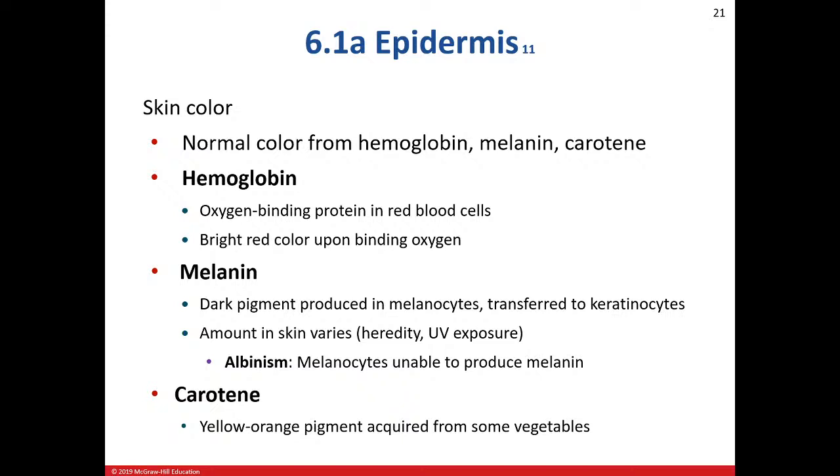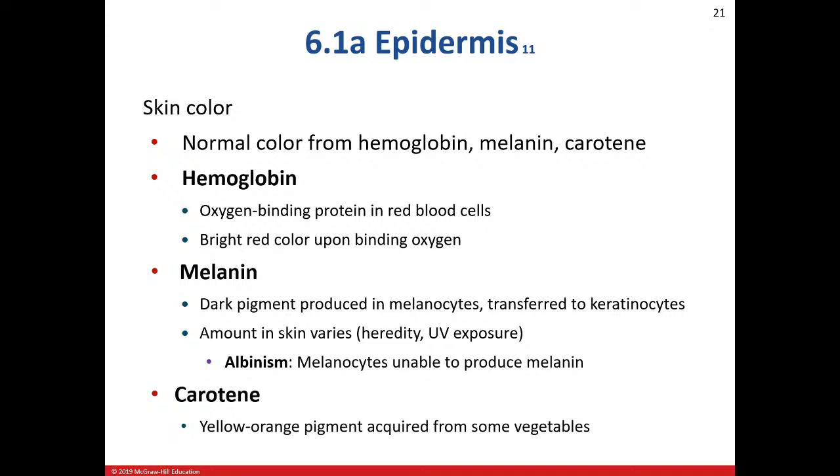So, skin color is largely determined by hemoglobin, melanin, and keratin. Hemoglobin is the protein found in red blood cells, which binds to oxygen and carries it through the body. And because it contains iron, it has a reddish color. So it's what makes the red blood cells red.